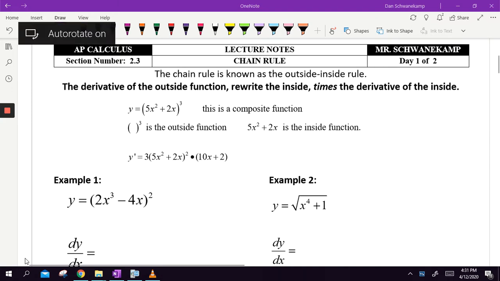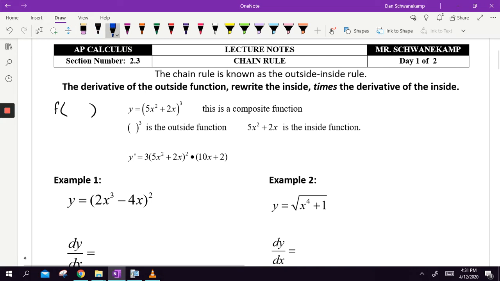So chain rule is known as the outside-inside rule. We use this when you have a composite function. We did a whole lesson on composite functions back in pre-calc. But remember what a composite function is. It's like f of g of x. There is a function inside of another function.